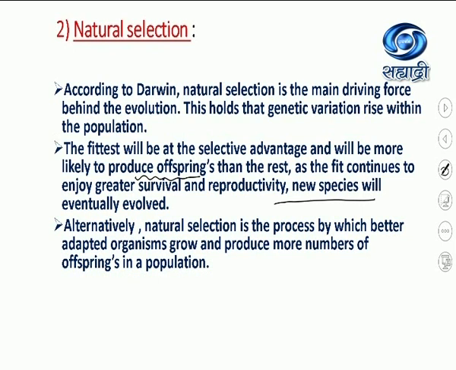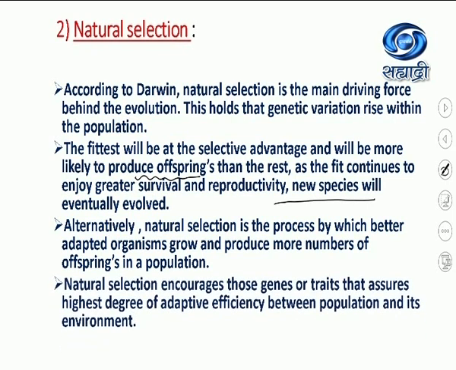Alternatively, natural selection is a process by which better adapted organisms grow and produce more number of organisms in a population. One which adjusts, adapts, becomes fit and will survive, reproduce, giving rise to a new type of species and resulting into evolution, isn't it? Let us see. Natural selection encourages those genes or traits that assure highest degree of adaptive efficiency between population and its environment. It is very important for evolution.